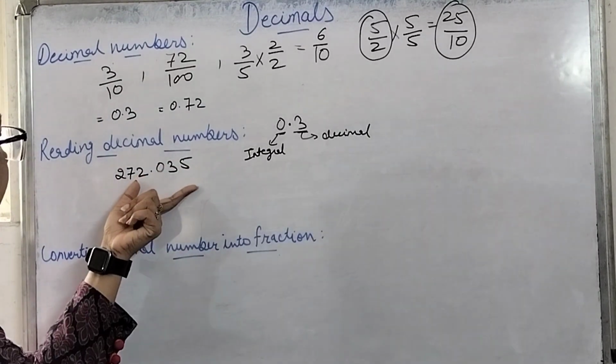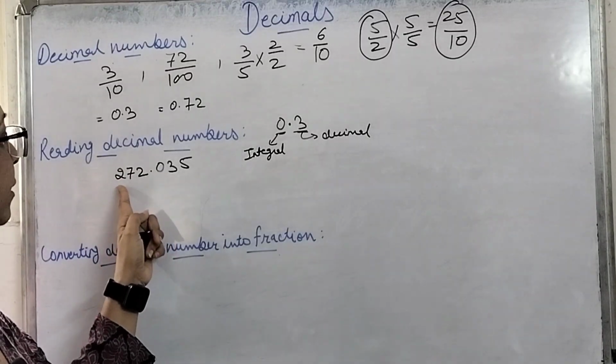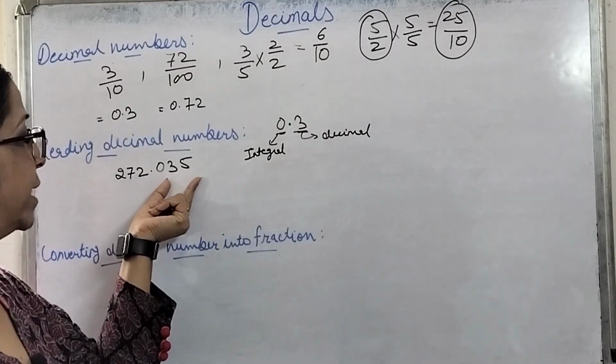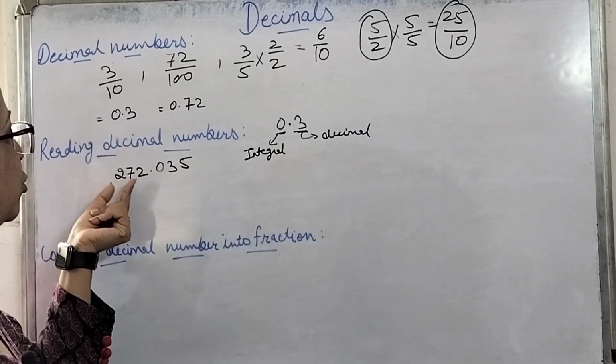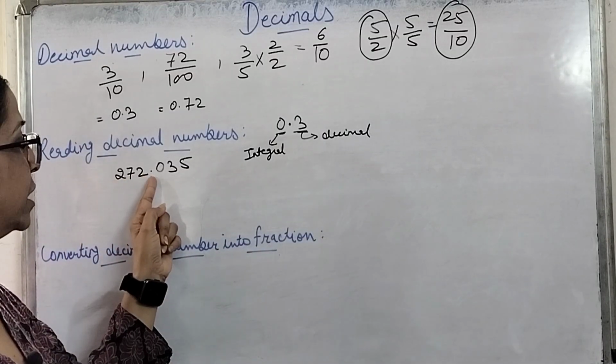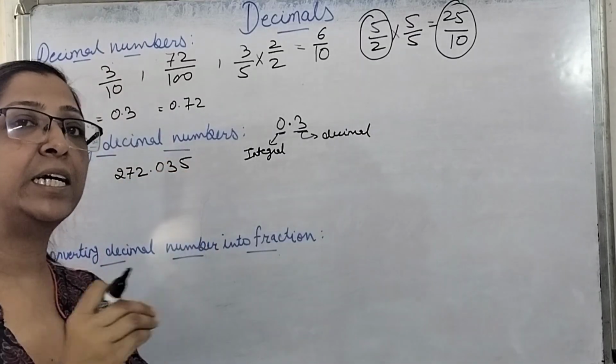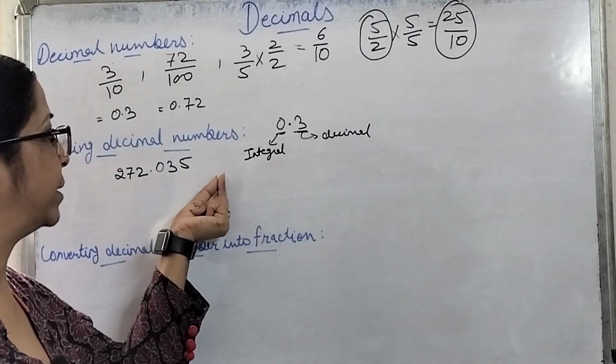Now how we will be reading it? This is your integral part, so this will be read as 272. And this is your decimal part. So we will be saying 272.035. After the decimals, we will be reading each and every digit separately in order.